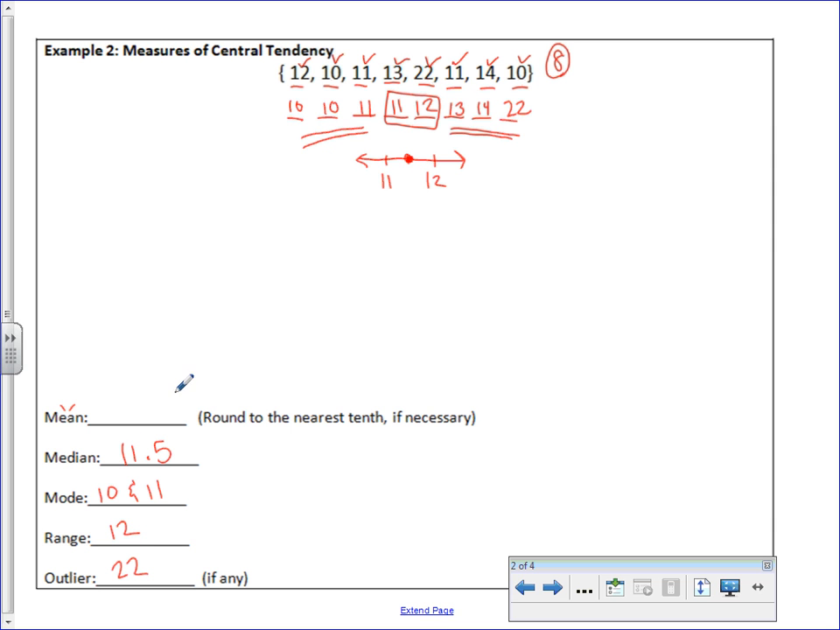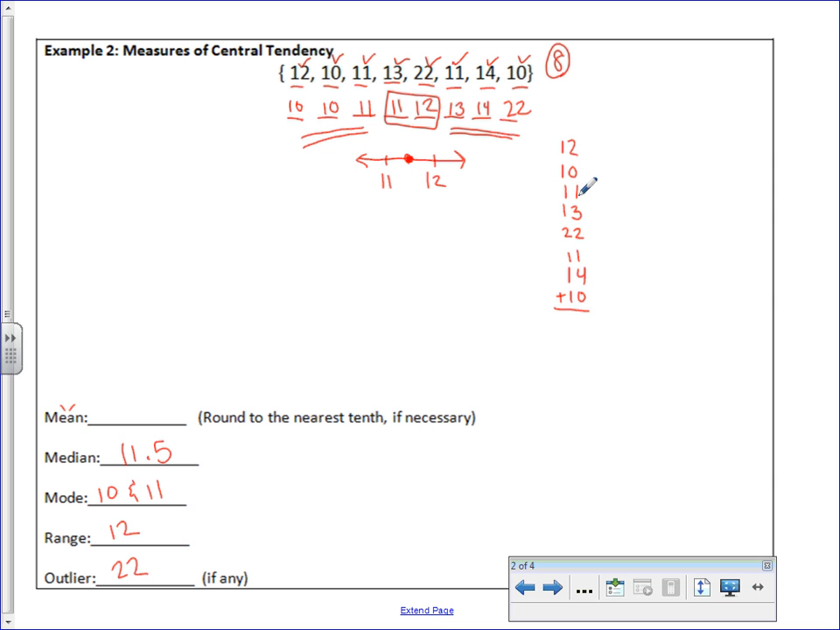So now the mean. The first part of the mean is to add up the digits. So here I go. I have 12, I have 10, I have 11, I have 13, I have 22, I have 11, I have 14, and I have 10. 1, 2, 3, 4, 5, 6, 7, 8. I didn't miss one. So now I'm going to use the column addition trick that we learned in class.